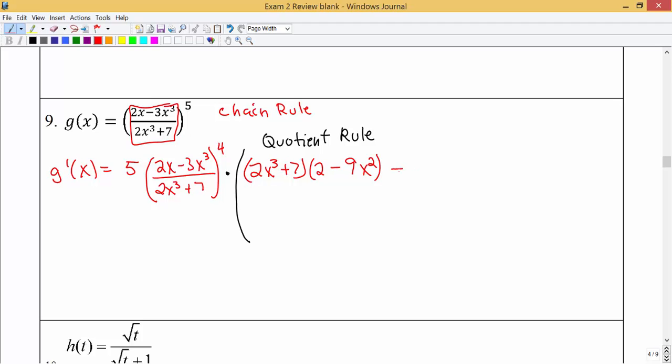And then we're going to say, subtract that. So denominator times the derivative of the numerator minus the numerator times the derivative of the denominator. So that would be 6x squared. And then of course we're going to put that all over the denominator squared.